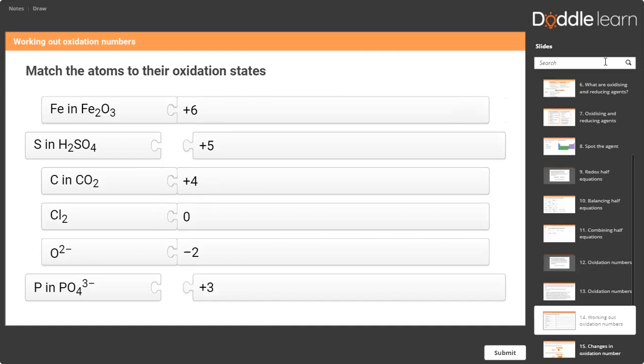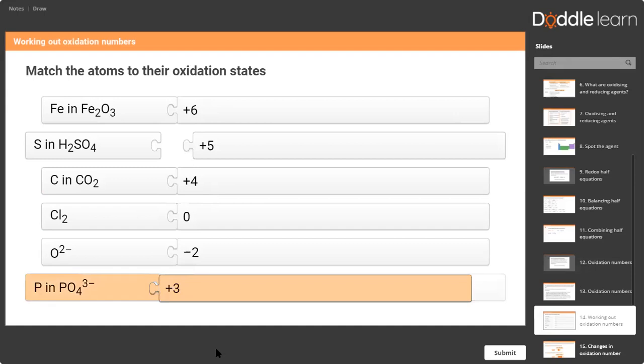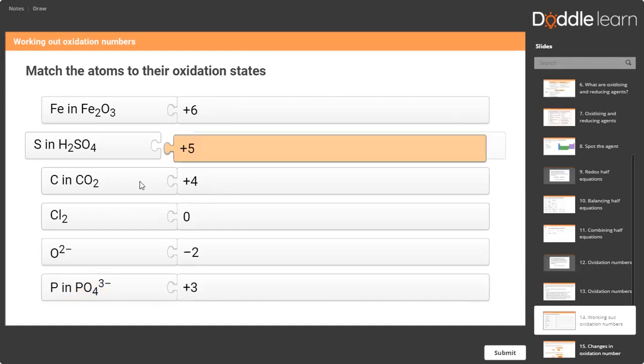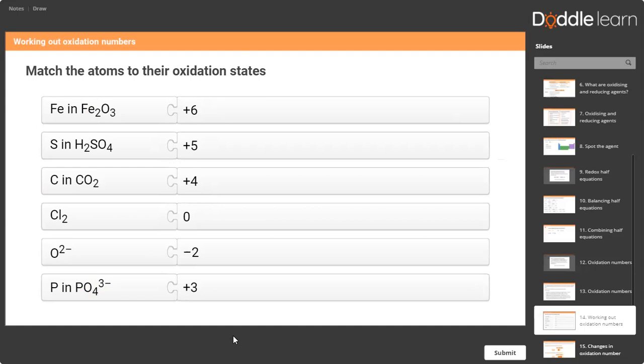We've got a sulfur in H2SO4. Right, and we've got our potassium, no, it's not potassium, potassium is a K. We've got our phosphorus in PO4 3-, so we can have a look at that one as well. If we've got a 3- charge on the end, that's related to our O4, that means it has a +3. This will be our +5, and I'll explain why this is our +5.